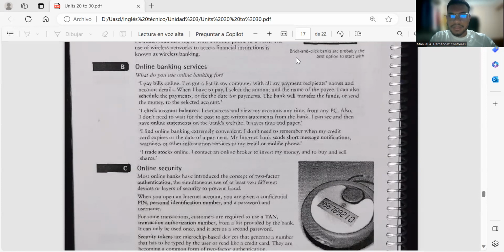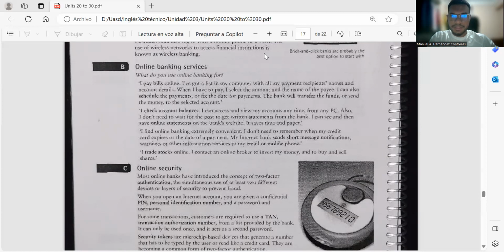I check account balances. I can access and view my accounts anytime from any PC. Also, I don't need to wait for the post to get written statements from the bank. I can see and then save online statements on the bank website. It saves time and paper.